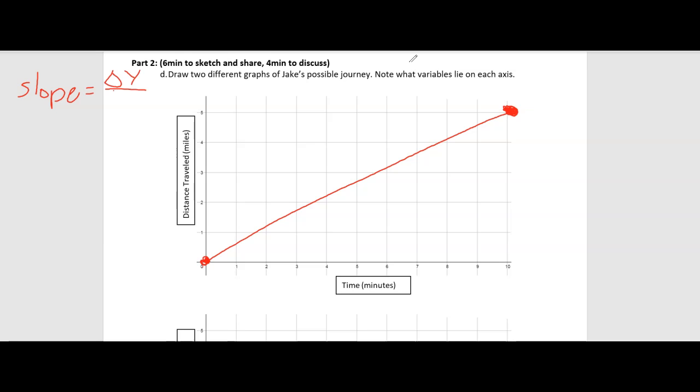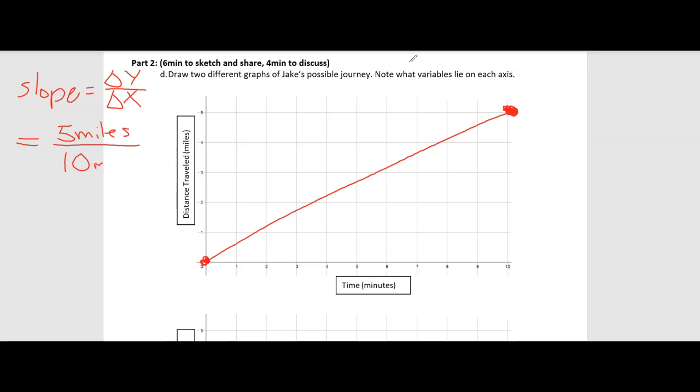Using change in y over change in x assures that you're not going to switch up the x and y values. So if you say rise over run, it's possible that you still stick your x values in the numerator and your y values in the denominator. But if you're thinking change in y over change in x, it's more unlikely that you're going to do that. The change in y here is 5 miles, and our change in x is 10 minutes.